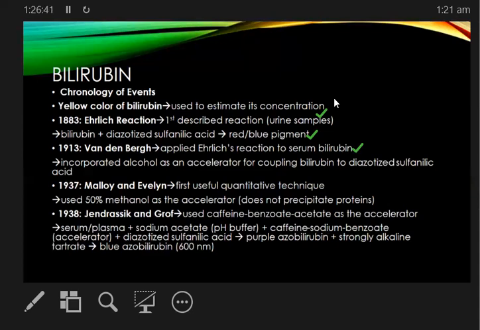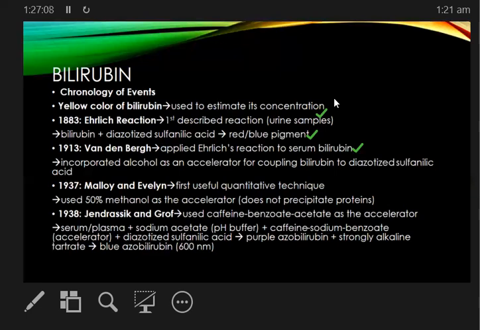Okay, so the presence of proteins in your serum will cause turbidity. Yes, and it will interfere with the reading of your reaction. So that's why in 1937 Malloy and Evelyn developed the first useful quantitative technique.